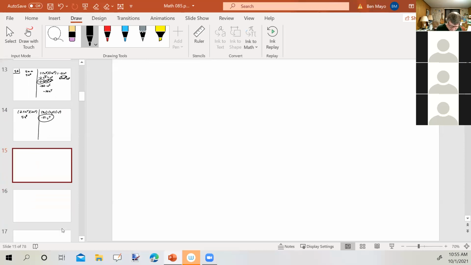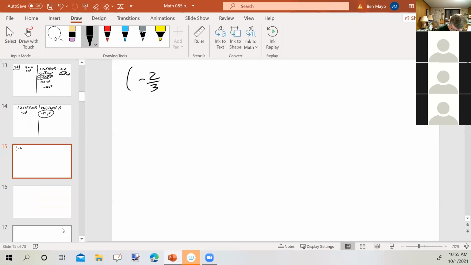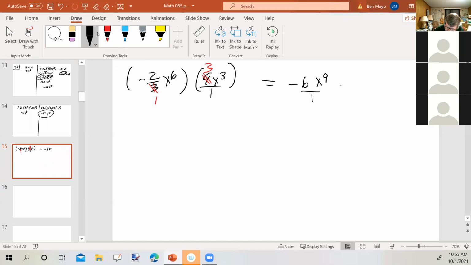Okay. How about this one? Negative 2/3 x to the 6th times 9x cubed. So I've got negative 2 times 9 over 3. In other words, what I'm trying to get at is this is in the denominator. So I could take this 9 and this 3 and reduce it to a 3 over 1. So now I've got negative 6x to the 9th all over 1, which is just negative 6x to the 9th. Any questions there?